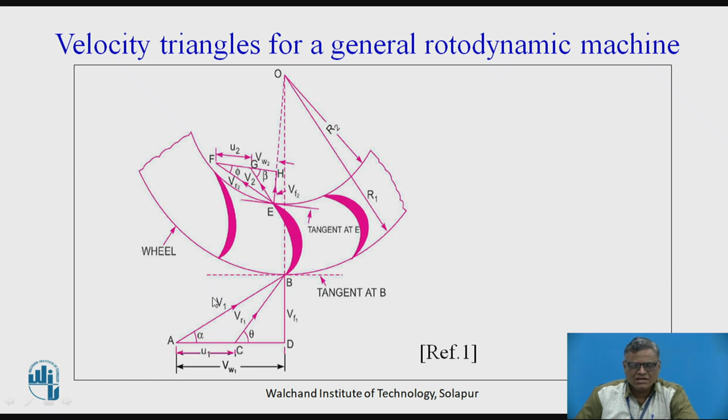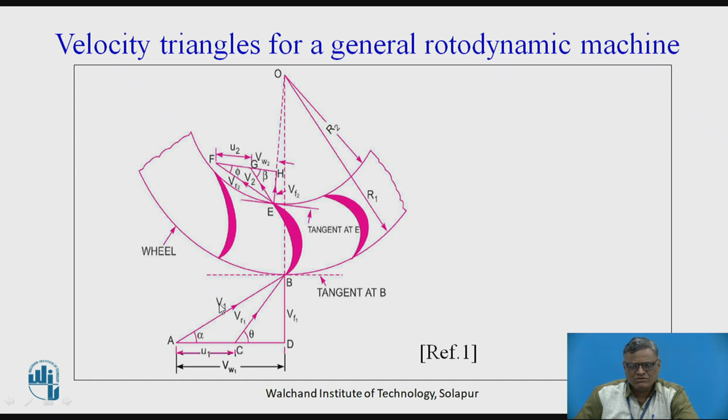Now first of all, the jet which is coming comes out in this particular direction with a velocity v1. So see that v1 is the velocity of the jet or the liquid which is coming at the inlet side, and this v1 is called the absolute velocity.